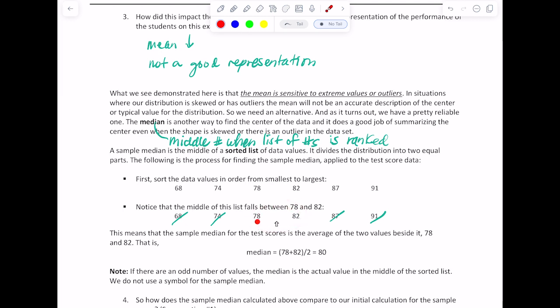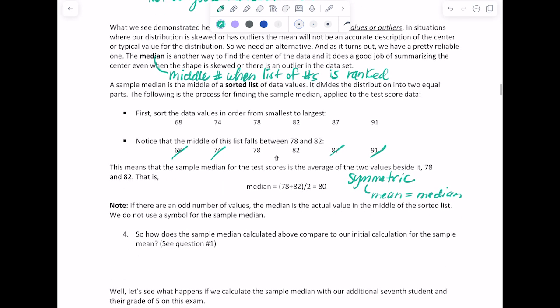And to find their average, I'm just going to add 78 and 82 and divide by 2. So the median actually comes out to be the same as the mean. So what that tells me is that the data at that point is symmetric, because anytime you have a symmetric distribution, the mean will be equal to the median, okay? Or they'll be really, really close, especially if you're dealing with real life data, okay?